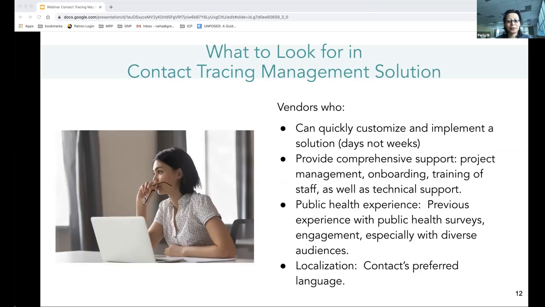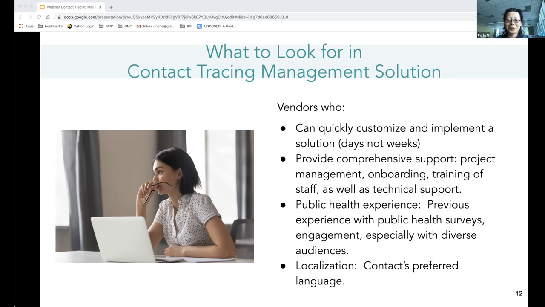So what do you look for in a contact tracing solution? I know many of you already have a solution that you may be using at your department for TB contact tracing or foodborne illness. This time around, we all recognize the need for solutions that scale and can really meet this moment. So we really recommend that you look for vendors who can quickly customize and implement a solution. We're talking about days, not weeks.